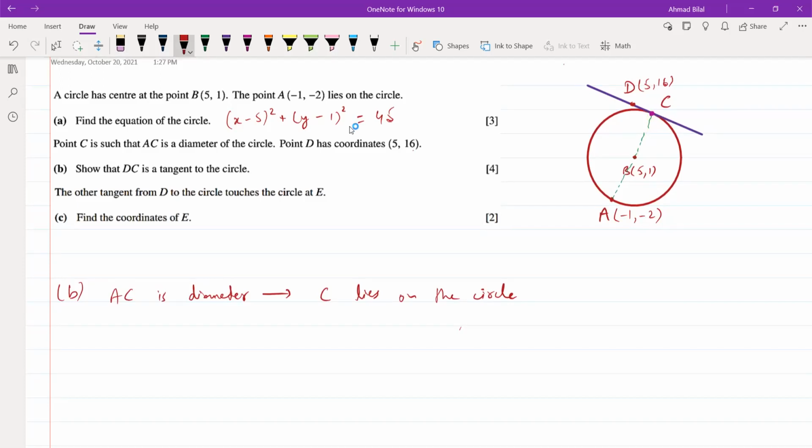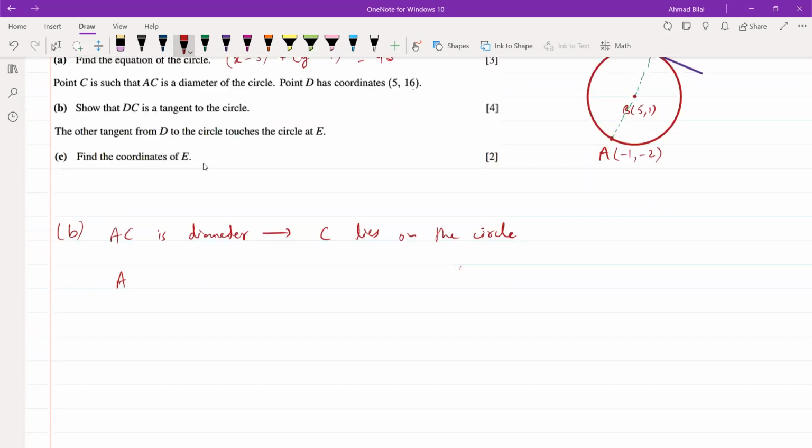We can use the vector method, right? Or the midpoint formula, whatever you want. B is the midpoint of A and C, right? So B is the midpoint of A and C. That means we can say if the coordinates of A are -1 and -2, and the coordinates of B are 5 and 1, then C can be found using the vector method. We can just find the distances.